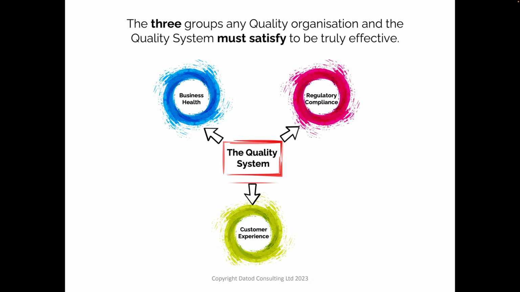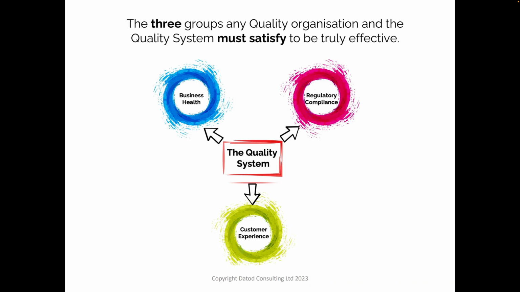So really, in terms of customers of the QMS, you can boil them down to three main groups. Obviously, at the bottom of the slide, there's customer experience. That's the end user of your product. It's the patients. It's the hospitals that actually use the medical devices and diagnostics you manufacture. So that's obviously a very big area in terms of the QMS.